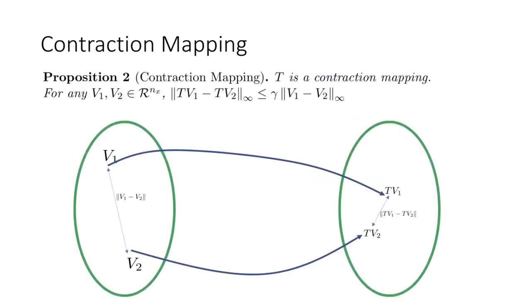Why is that useful? If an operator is a contraction, or if a mapping is a contraction mapping, then you can prove very nice properties about that function. First, you can prove that the function will have a unique fixed point. In this case, we know that it has a unique fixed point, which is the optimal value function. But we will also know that if you do an iteration using that function, it will converge to the unique fixed point, which is not true for a general function.